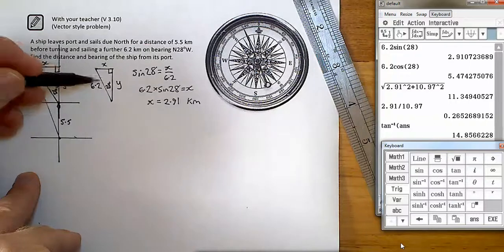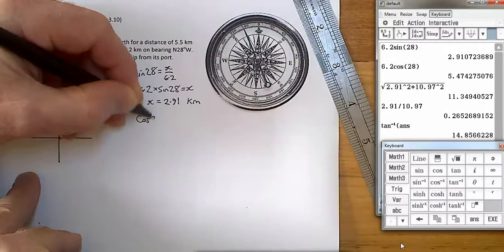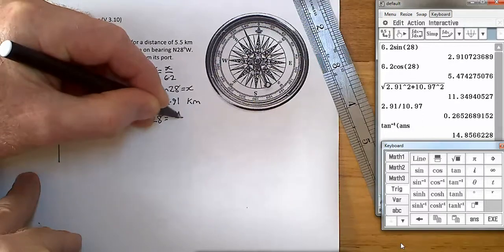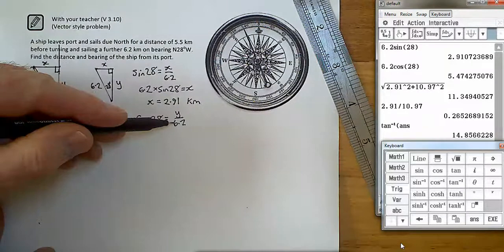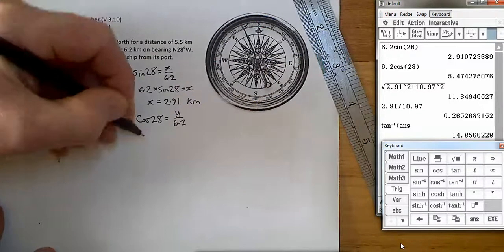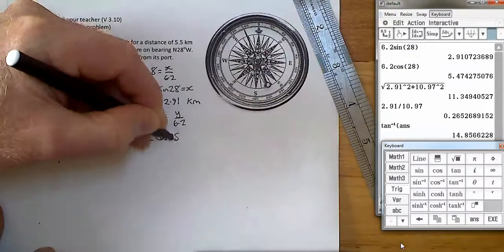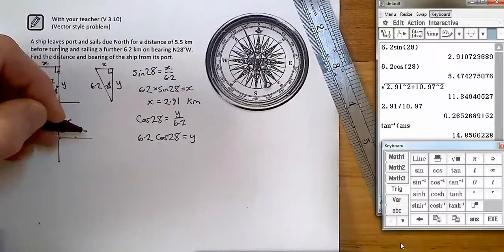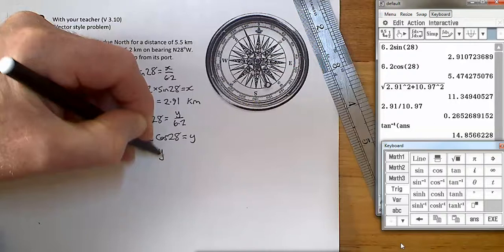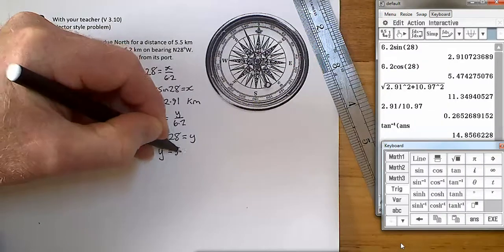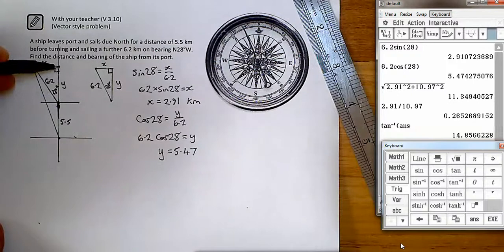Do the same thing for y. This is adjacent and hypotenuse, it makes it a cosine question. Cosine of 28 equals y over 6.2. Do some rearrangement. At the moment it's divide, that means we have to times both sides by 6.2. 6.2 times the cos of 28 equals y. On our calculators now, you can see I've done the calculation. y is equal to 5.47.